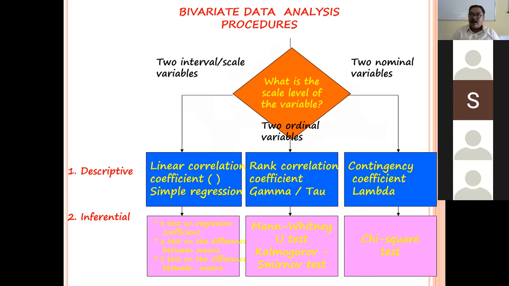Even your correlation coefficient can be tested. Your correlation coefficient can be tested by using a t-test. Again, we use the t-test to test the correlation coefficient. If the t-test is significant, meaning the computed value of t is higher than the table value, then we reject the null hypothesis.